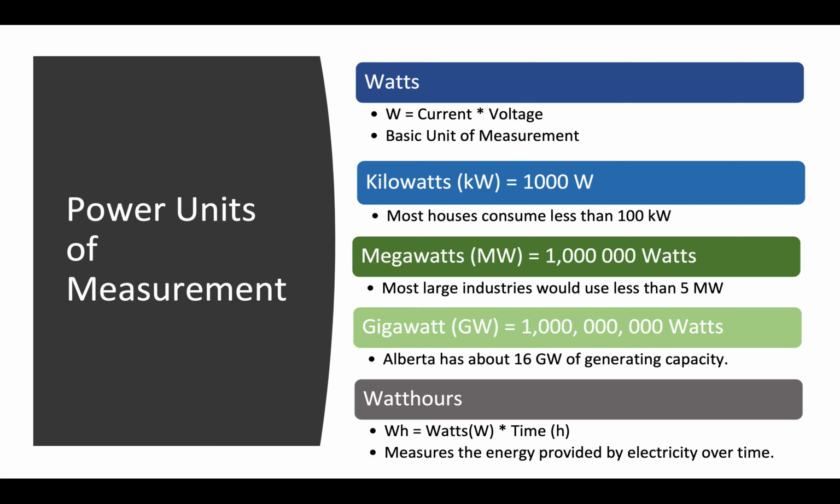You're going to learn about these a little bit more in the assignment this week, but keep this in mind. Watt being 1, kilowatt 1,000, megawatt a million, gigawatt a billion, and watt hours being a multiple of energy produced by electricity over time.